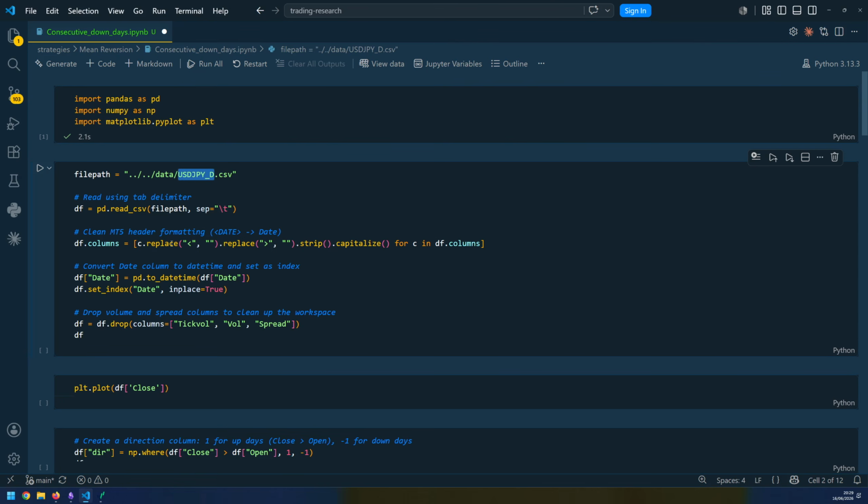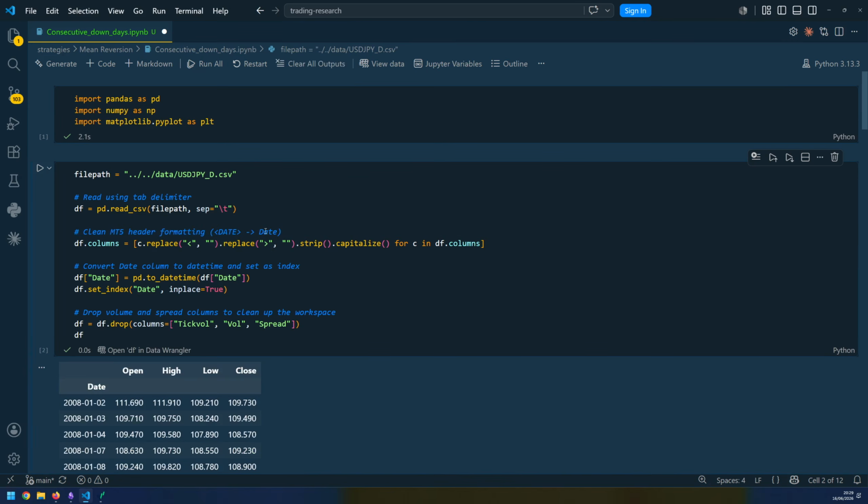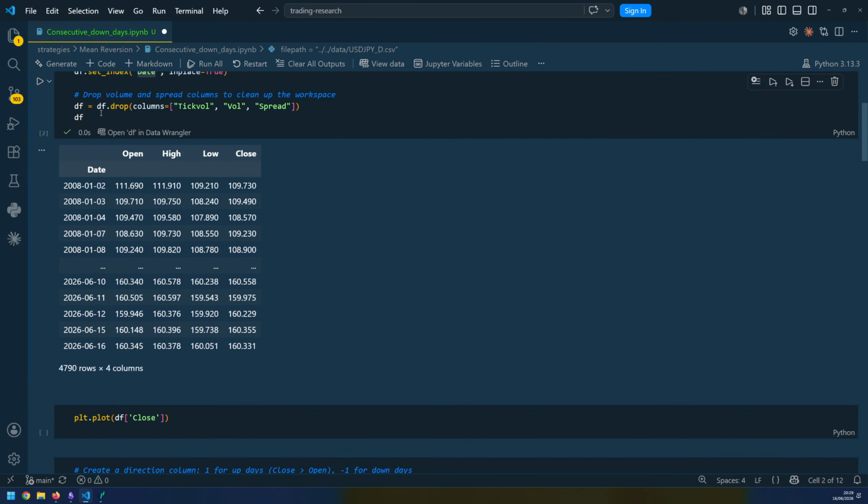So I've already done that, and this block of code is going to load that data in. So now I can see my open, high, low, and close prices for that currency pair starting in 2008 all the way to the current day. So I've got a huge data set here going back many, many years.